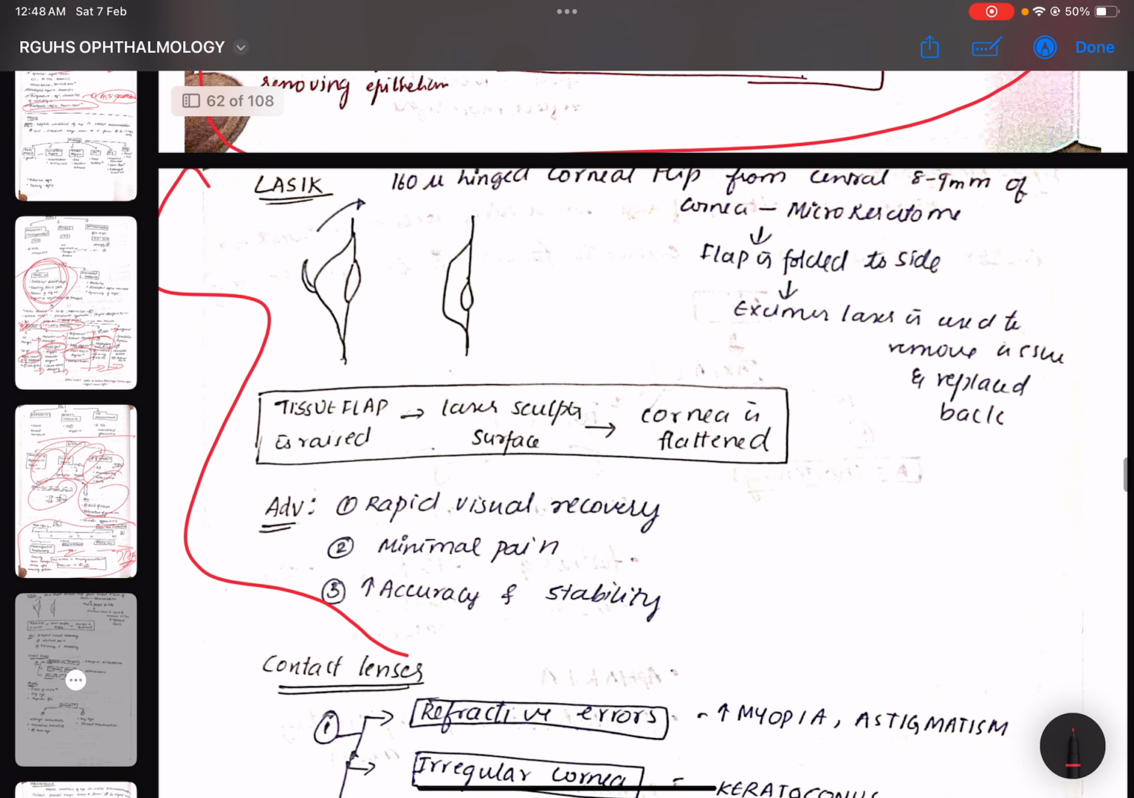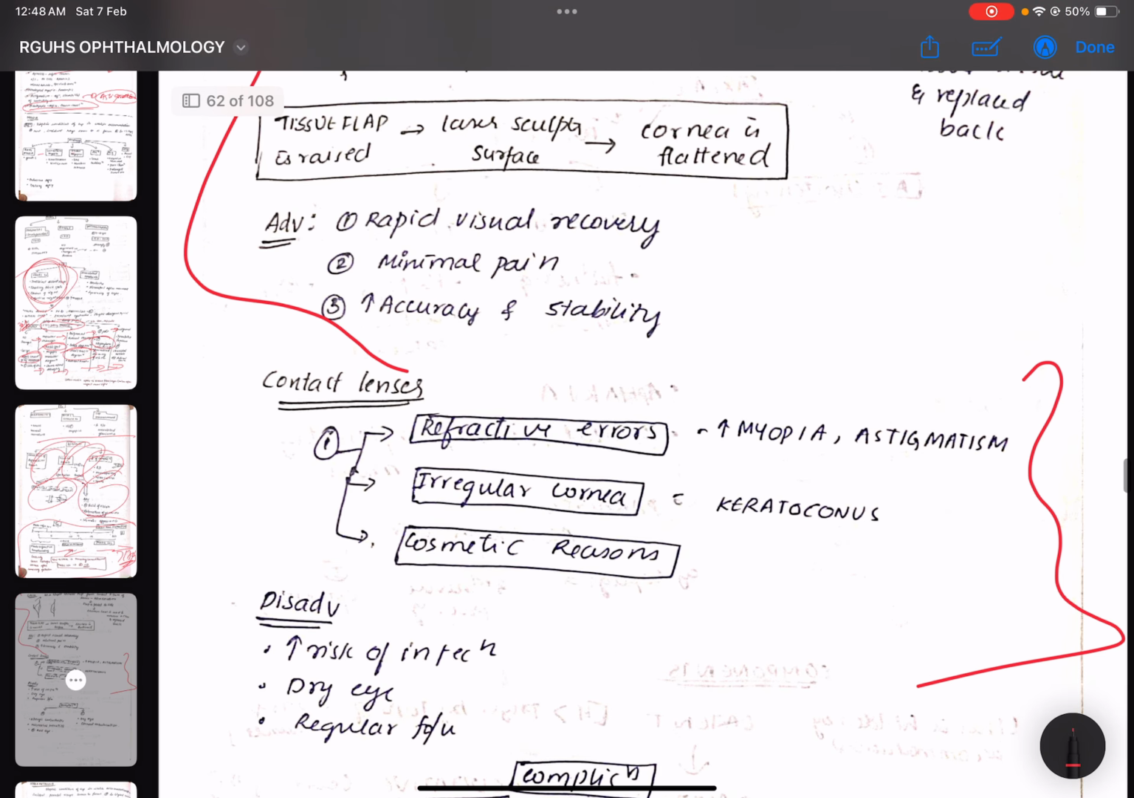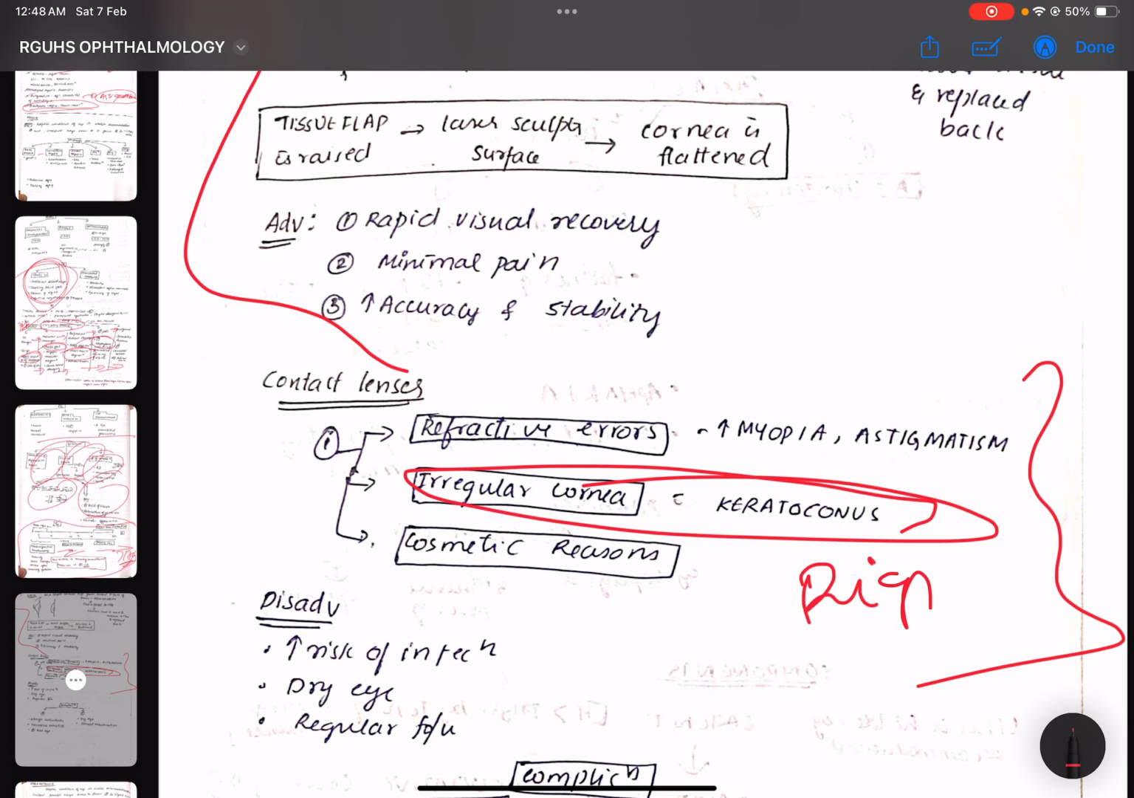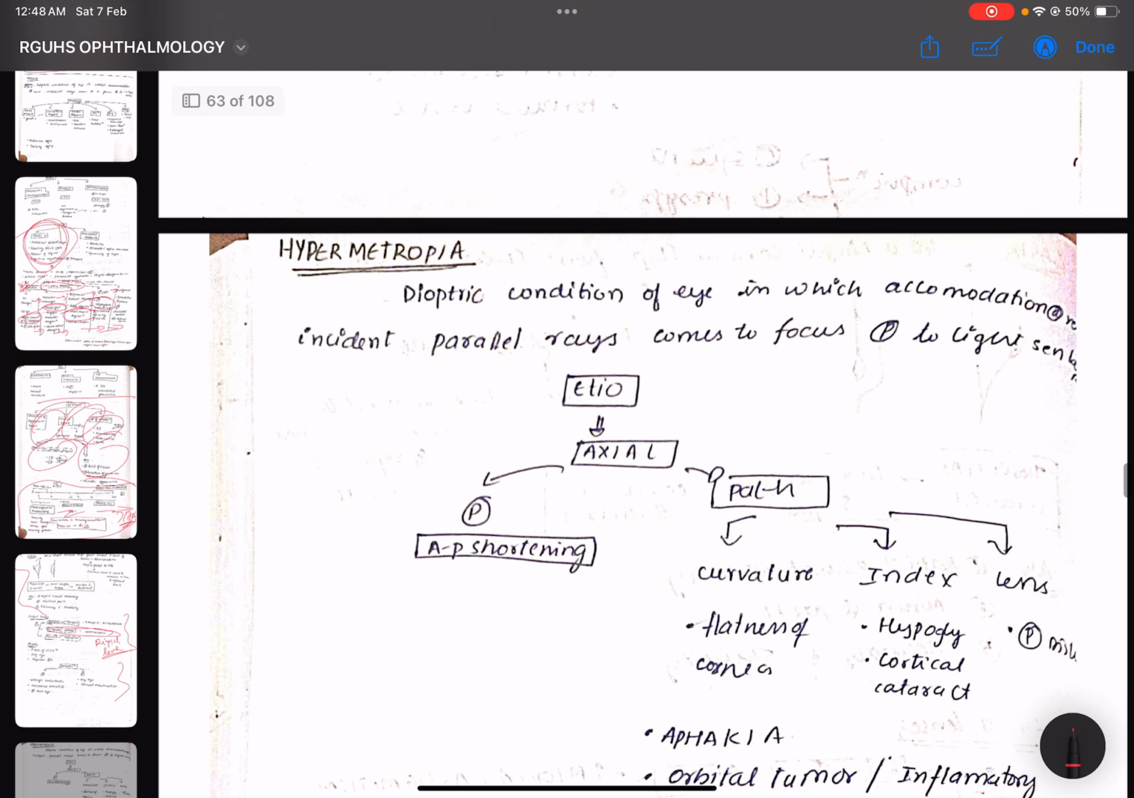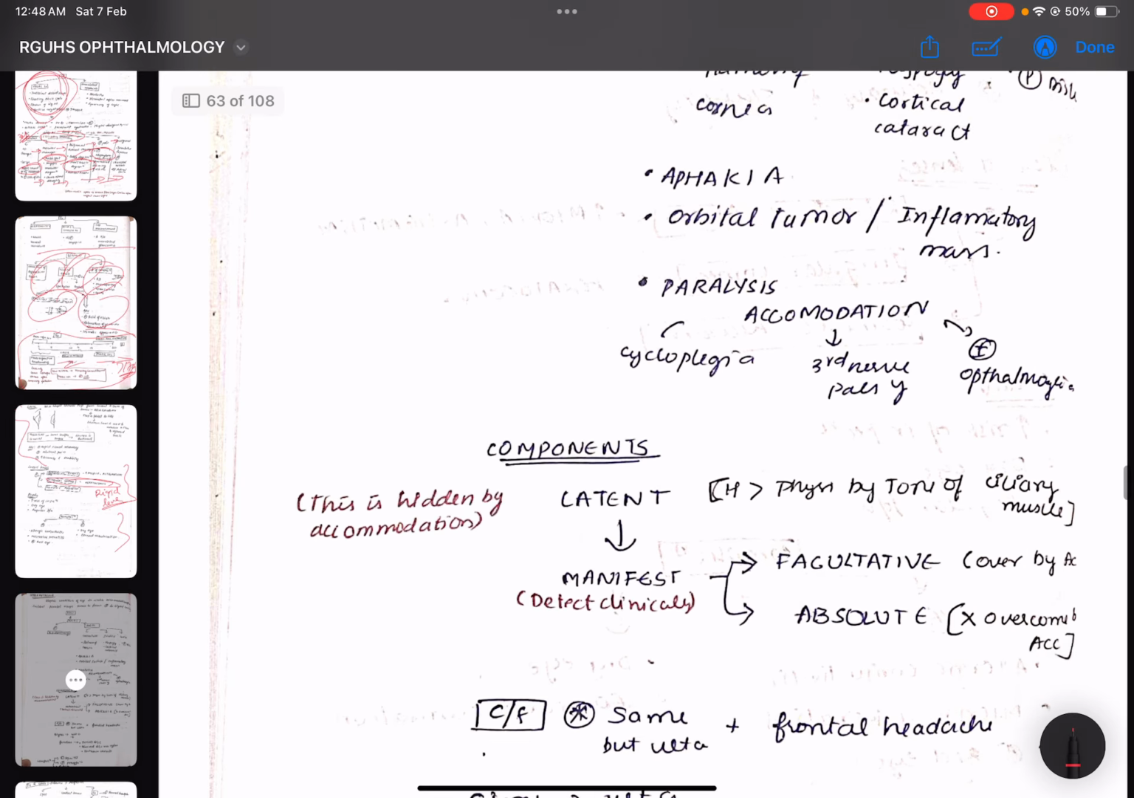Again, this is LASIK. I'm sure you know. Again, what are the uses and indications of contact lens? Why will you use it in keratoconus? What kind of lenses do you use? Rigid lens. Okay, these are the complications. Hypermetropia is also something which you know.